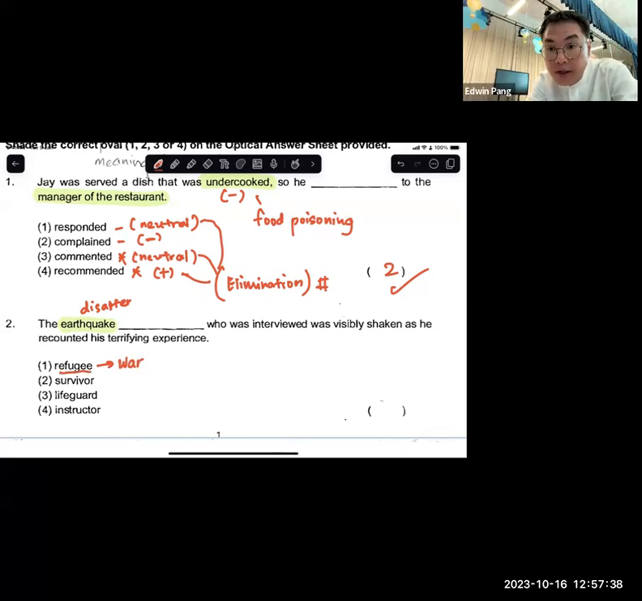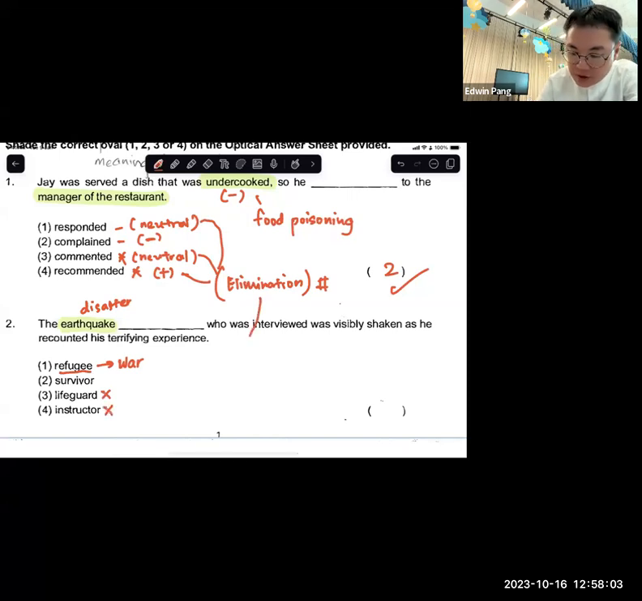Now, is war a natural disaster? No, it's man-made, right? It's human beings fighting other human beings, right? Even animals don't cause wars, only humans do, right? So a refugee is a person who's running from a war. So it can't be a refugee. It can't be a lifeguard, because a lifeguard is someone who works at a swimming pool, right?